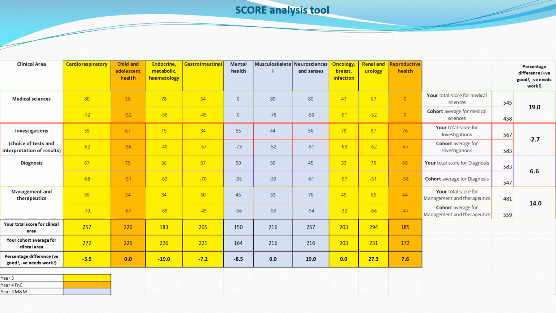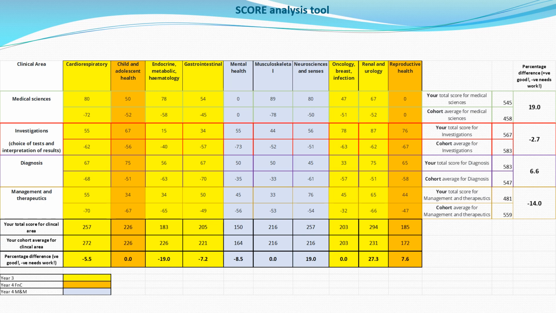So let's have a look at some made up results. When you put them into the score analysis tool and you cut and paste them in, then you'll be able to have a look at the different years. So for example, in year 3 you'll see areas in yellow, and that's cardiorespiratory, endocrine, metabolic, hematology, GIT, oncology, breast and infection. There's some of that in year 4 as well, renal and urology. And you'll be able to see within those groups how you compare to the cohort average. So here's 5.5% below, 19% below, 27% above.